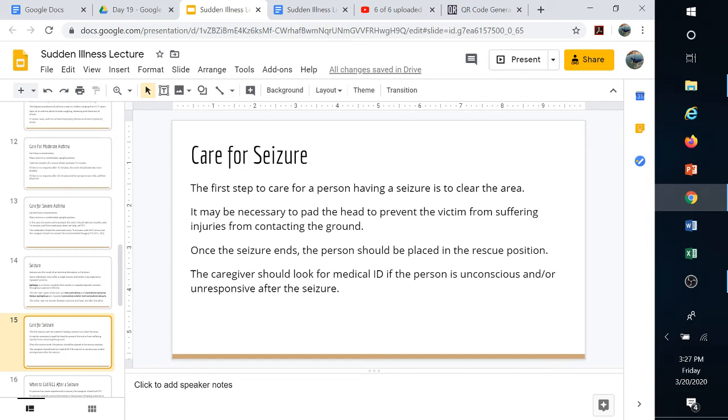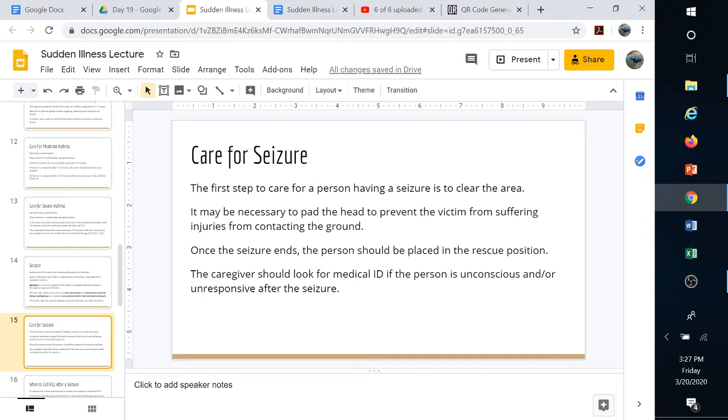So care, the very first thing I do, and what most literature will recommend, is to clear the area so they don't injure themselves in the process. You can pad their head, but don't try to hold them down, because then you could cause further injuries to themselves. Plus, they could injure you. You don't want to try to hold them down on the ground.